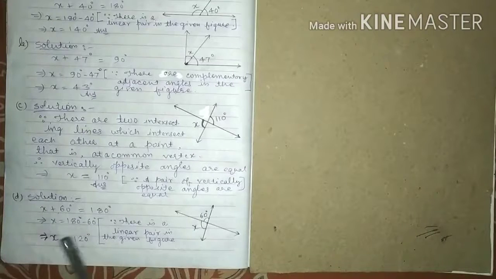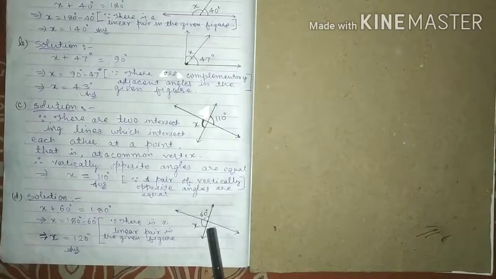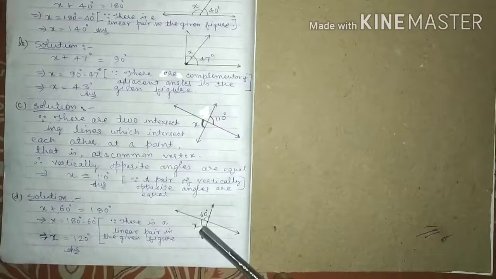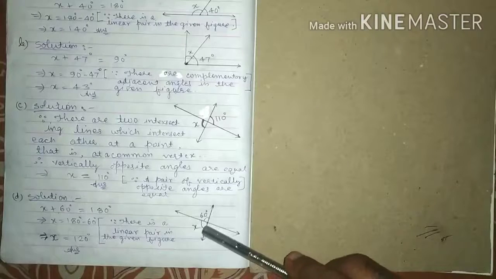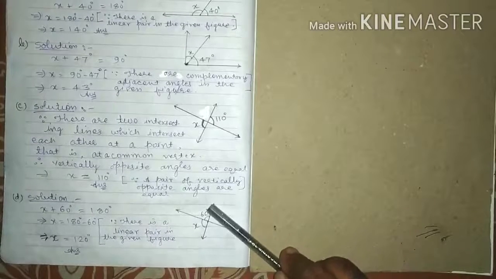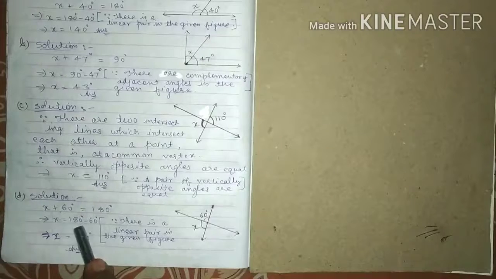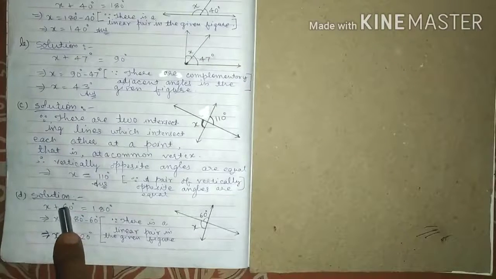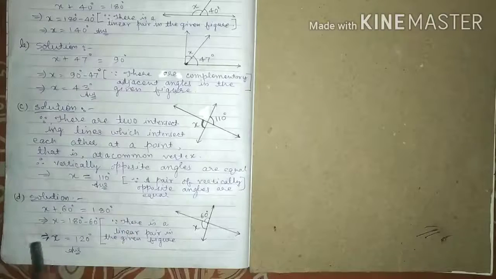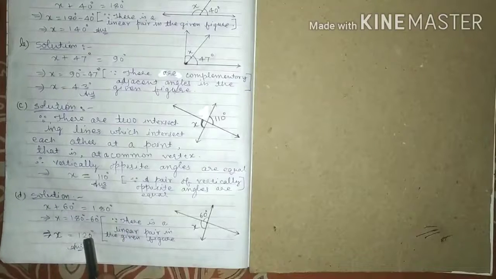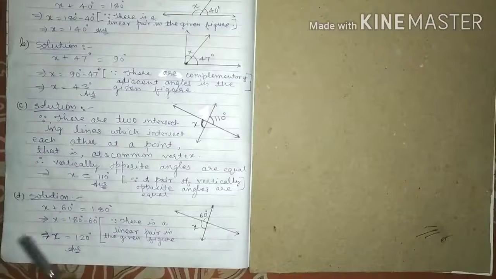Now question number D. In this figure, there is a linear pair. So x plus 60 degree is equal to 180 degree. This implies that x equals 180 degree minus 60 degree. 60 degree transpose from LHS to RHS. This implies that x is equal to 120 degree. This is the answer of question number D.